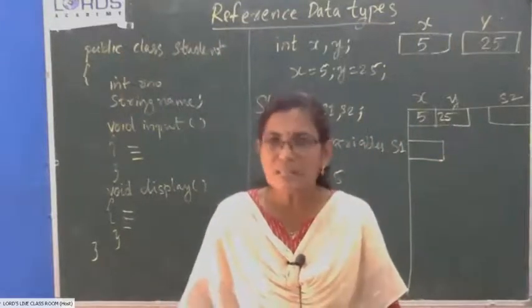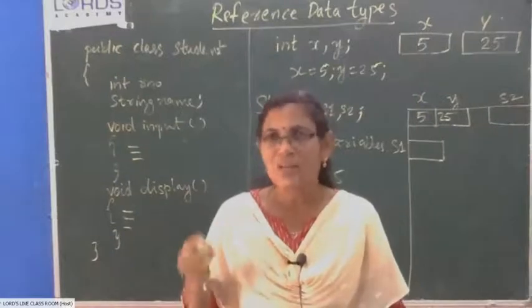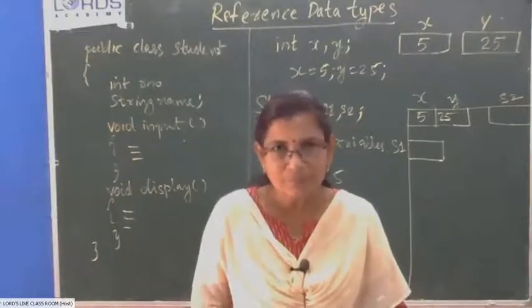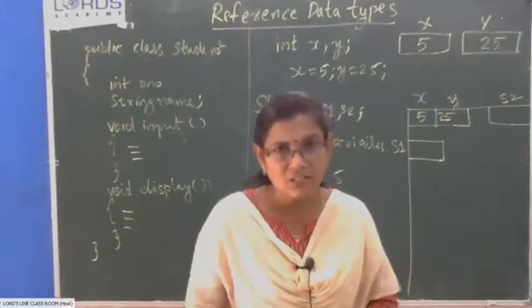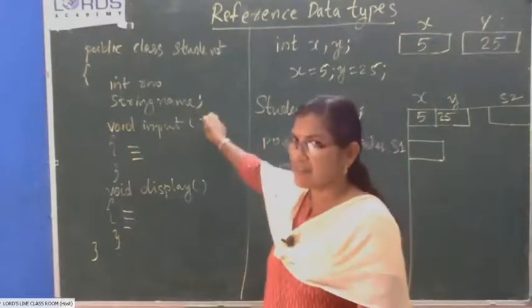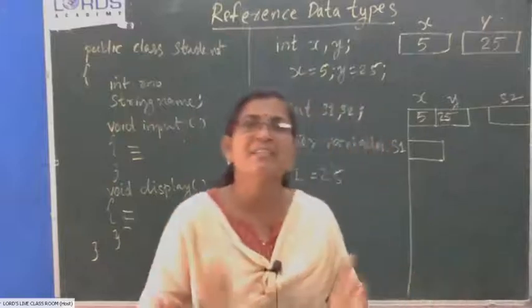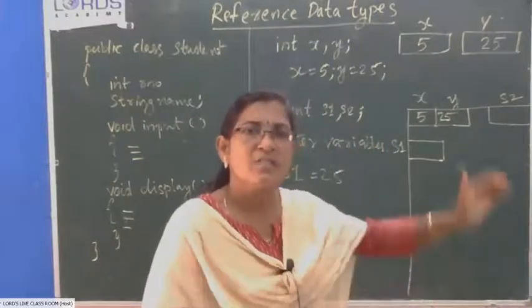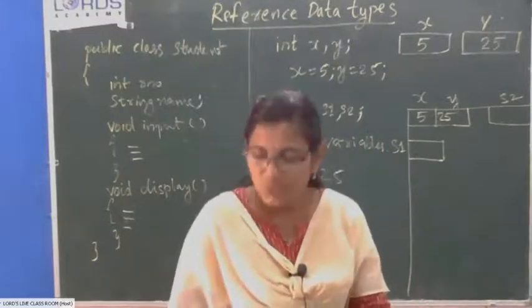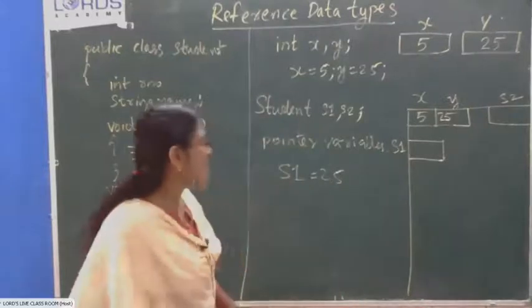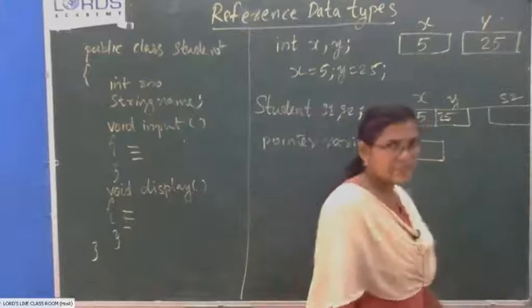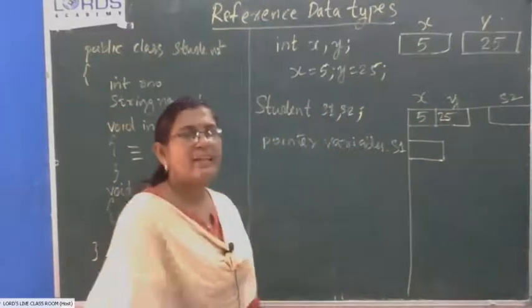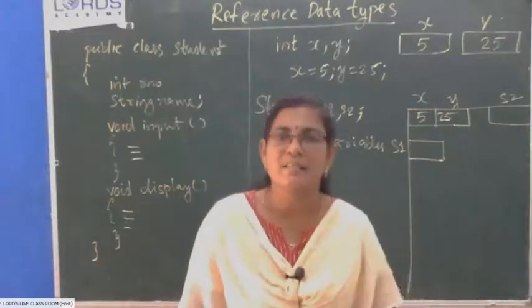Instead, in S1 and S2 what can we store? Later on, when you create an object of this student class, you can store the address of that object in S1 or S2. How to create an object of a class? These variables are known as pointer variables. They can store only memory addresses.